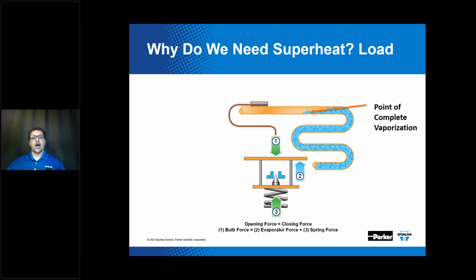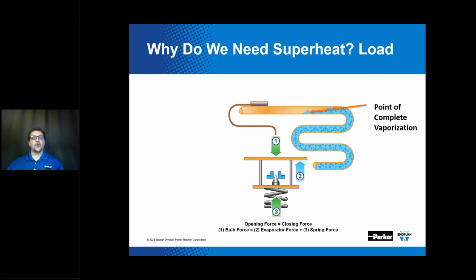All right, so now that you know that the TEV is controlling superheat, why do you need superheat? So the first part is for load management. Having the right amount of superheat is going to help you optimize the performance of the evaporator. You're going to need to have the proper amount of superheat in order to manage the heat load and keep the space or the product at the temperature that you're trying to maintain.